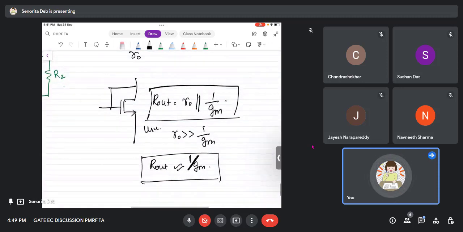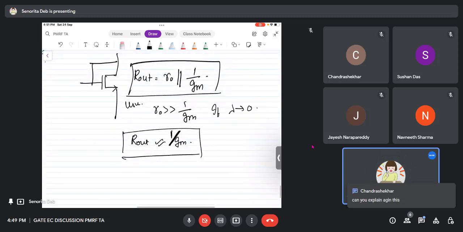Please rewrite this. I have written it the opposite way. Okay, so R out is R naught parallel with 1 by GM. So R out is very greater than 1 by GM, and that's why R out is approximately equal to 1 by GM. Okay. After you guys are done with this, please let me know. We will do some questions.